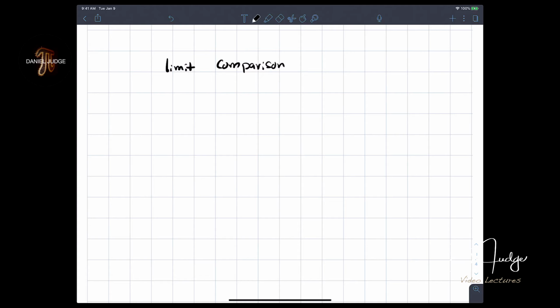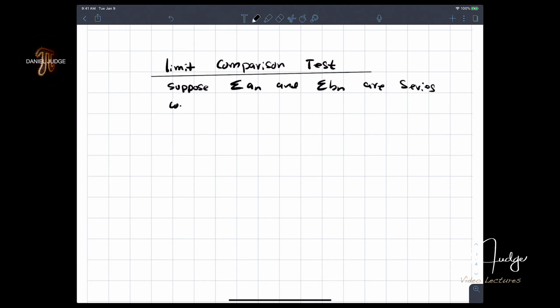So for the limit comparison test, I'm going to write that down for you, because we're going to prove it as well. Here's what this is. It starts with the same assumptions: suppose we have two series, some a_n and some b_n, that are series with positive terms.